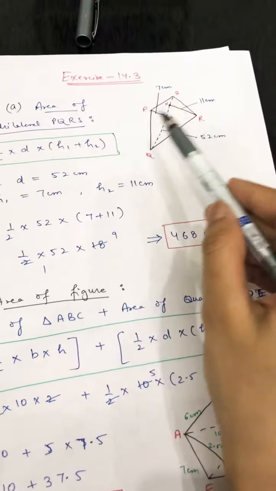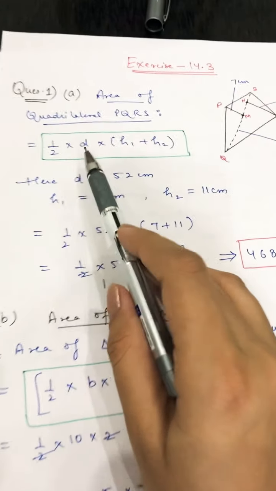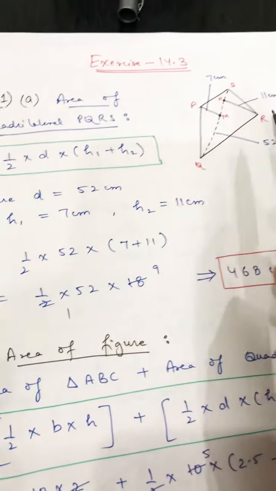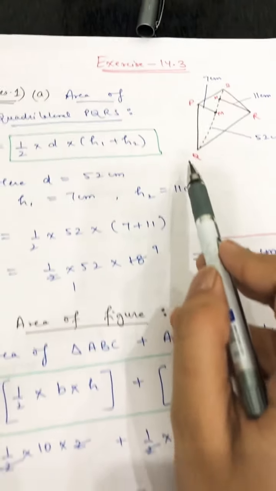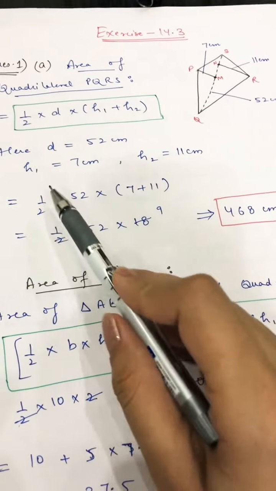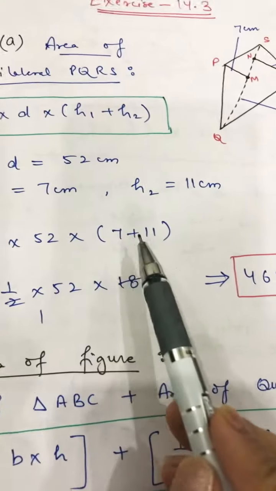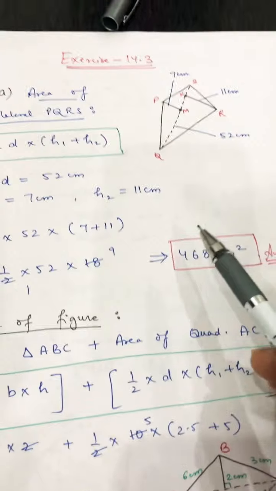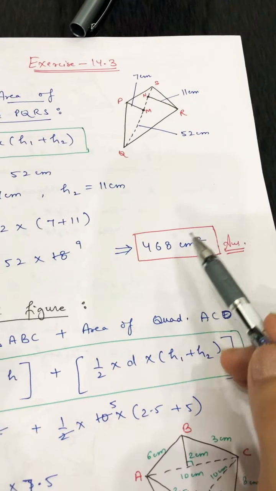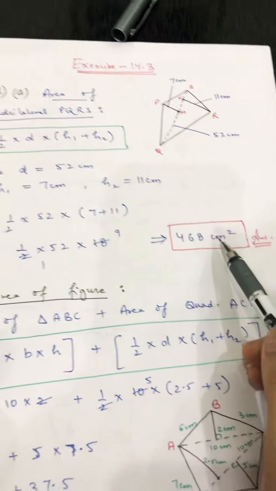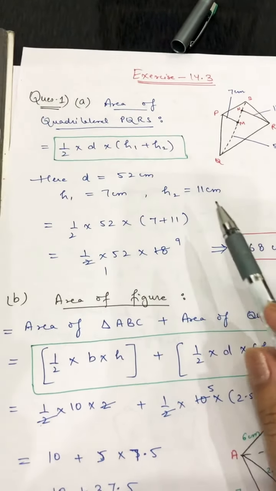So from here I can apply the area of quadrilateral PQRS. So that is equal to half multiplied by d multiplied by h1 plus h2. d is given, h1 and h2 are given. Put all the values in the formula, and then 1 by 2 multiplied by 52 multiplied by 7 plus 11, add it and then solve it, and the answer will come in centimeter square, 468 centimeter square, because the unit was centimeter, so it will come in centimeter square. So this is part number A.